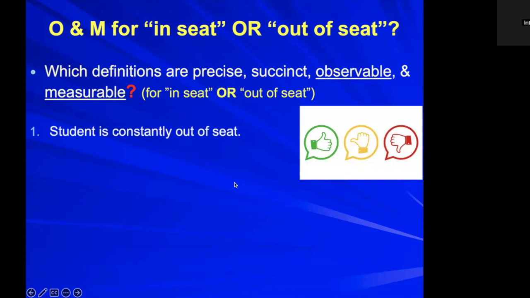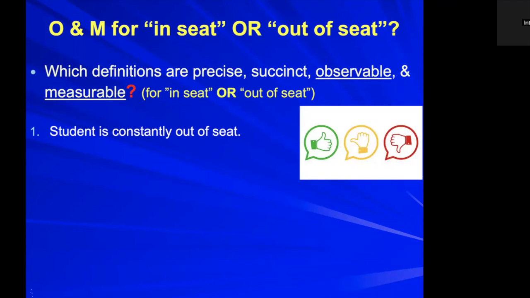So, which of these examples are precise, succinctly worded, and we can actually witness the behavior? We're not doing any mind reading. We're not saying, oh, does that for attention. No. That's jumping too far ahead. In our functional behavior assessment, we'll look at the function. Right now, we're just defining the behavior when it pops up a singular time, one time.